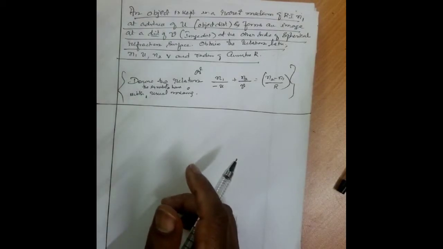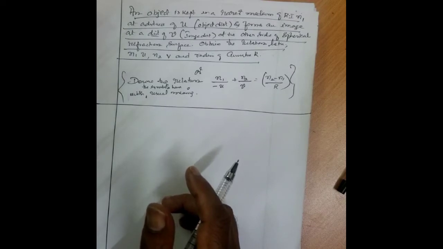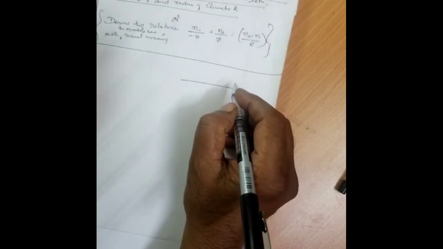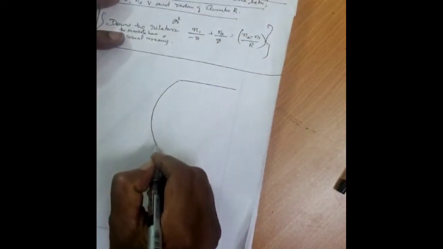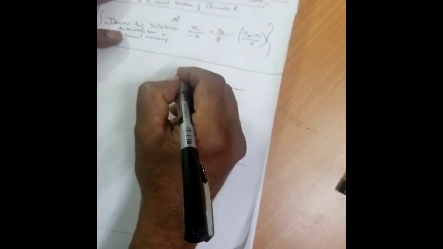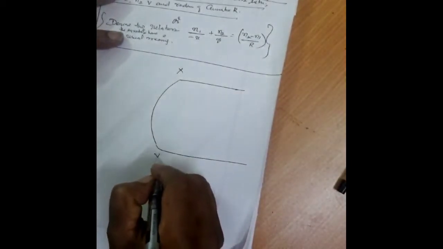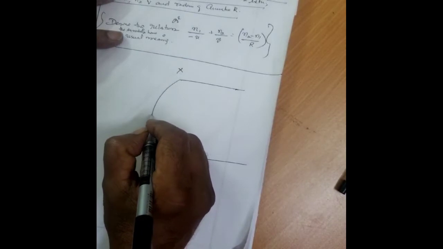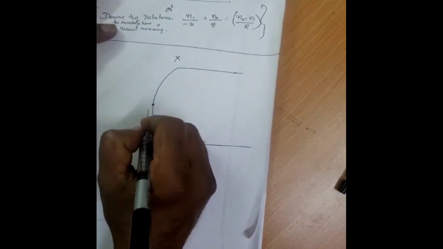I'm going to do a small derivation. Different textbooks have different notation. Here, the question is, there is one spherical surface, right? There is one spherical surface, say XY, and P is the center of the spherical surface.